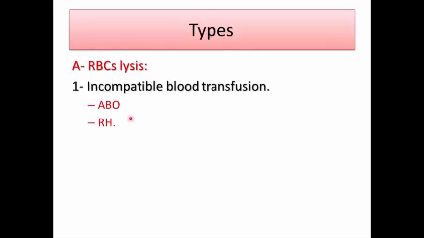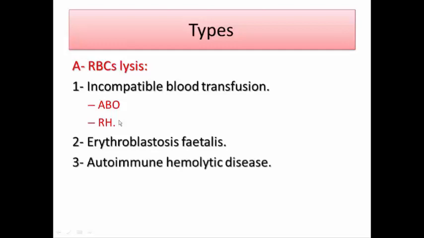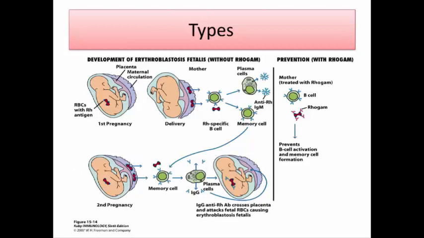Okay, the other one is the Rh group. It is extravascular, mediated by the phagocytic cell. We have erythroblastosis fetalis, and we'll discuss it now, and autoimmune hemolytic disease, with autoantibodies generated against the RBCs leading to their destruction. In erythroblastosis fetalis, we have a husband who is Rh positive, married to a wife who is Rh negative. The baby is Rh positive.